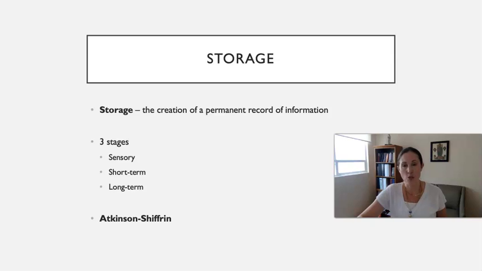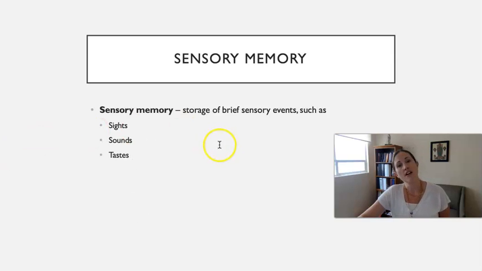And then you retrieve it, you open a file that has been saved, retrieve something out of your memory. So we are going to start in on these stages. We'll go in the order sensory, short-term, long-term. For sensory memory, this is the storage of brief sensory events, things like sights, sounds, and tastes. And so this is acoustic, the sound, visual, and then taste memory.